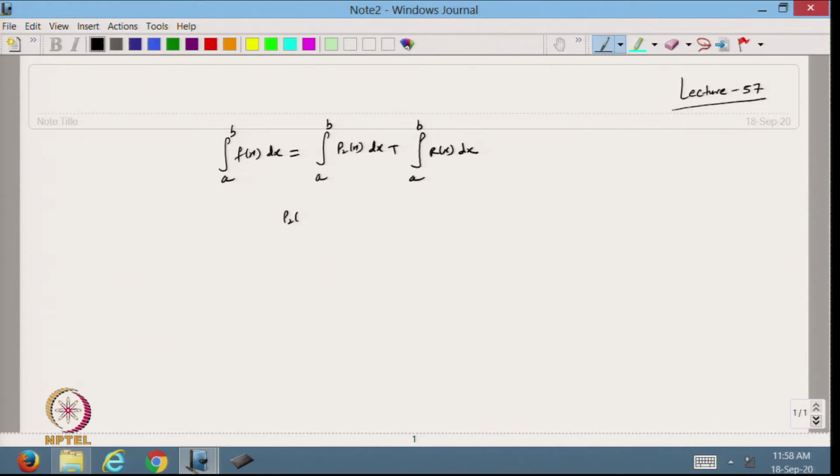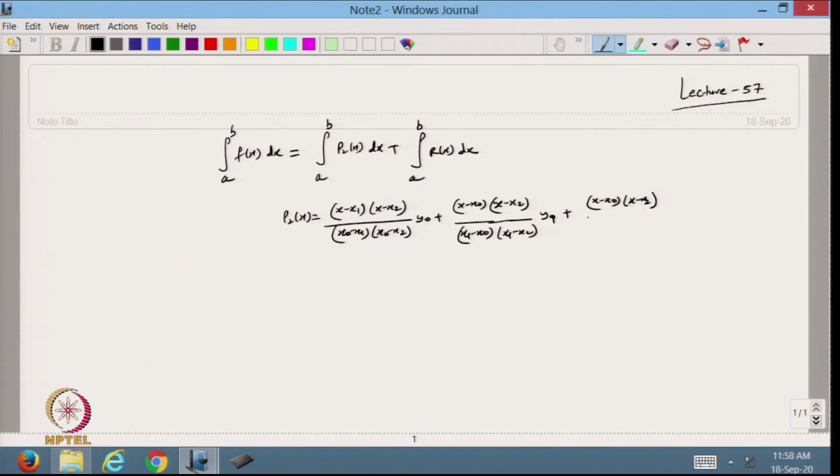Now, I know that P2(x) was the second degree Lagrangian interpolating polynomial, with x0, x1 and x2 as the nodes. It has the terms with x1 minus x0, y1 plus x minus x1, x2 minus x0, x2 minus x1, y2. So, this is what we have started.